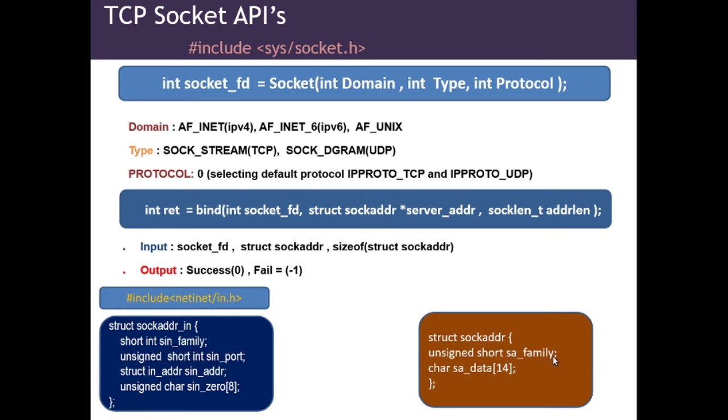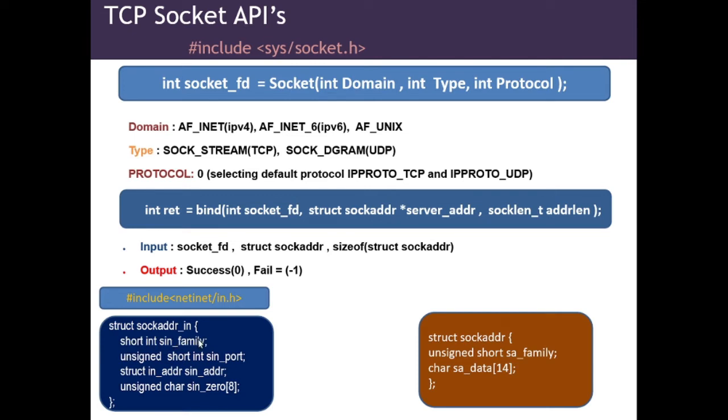So family can be your domain, so AF_INET for IPv4 and so on. And the next is the data. So we need to fill in the IP and port here. There is one wrapper that we'll be using, and then typecast it to this sockaddr. If you see here, the total size of the structure remains the same with this.